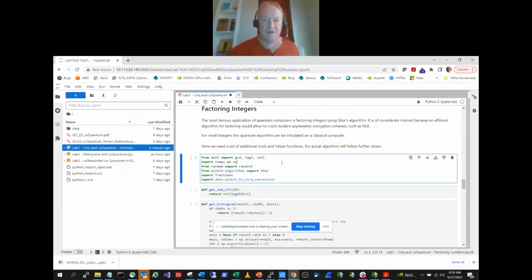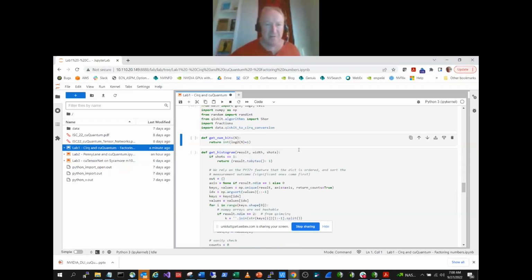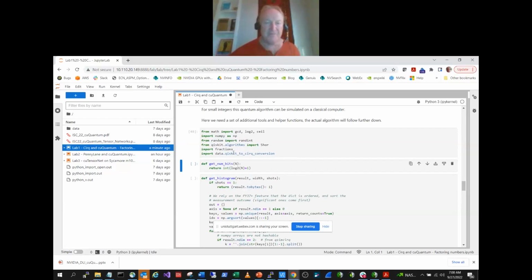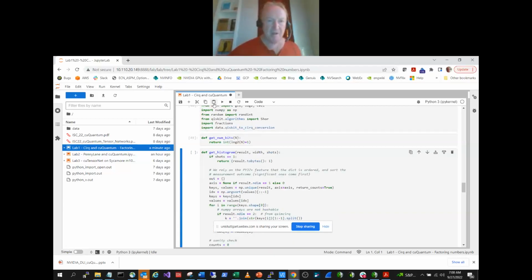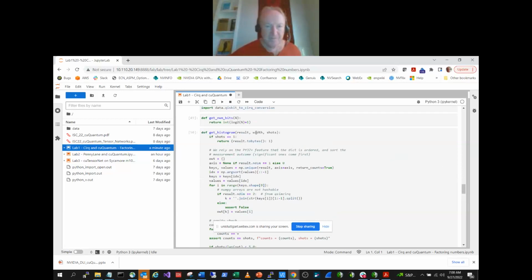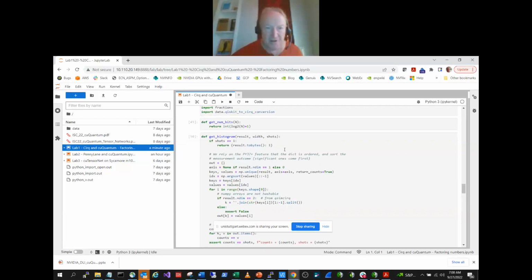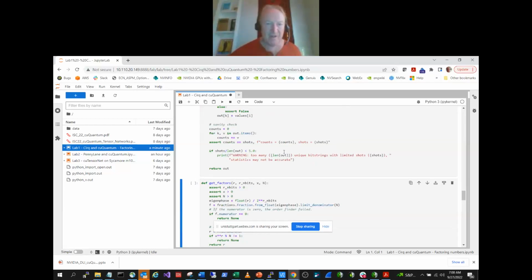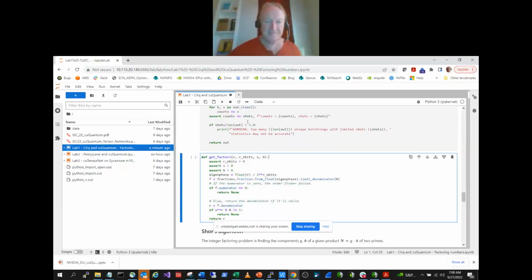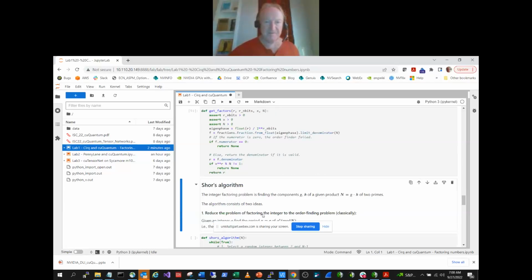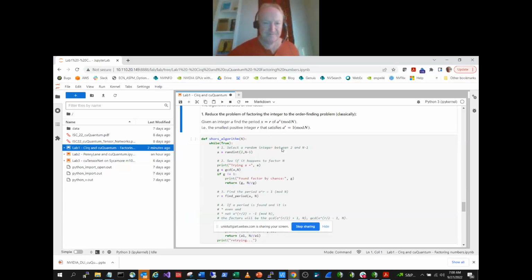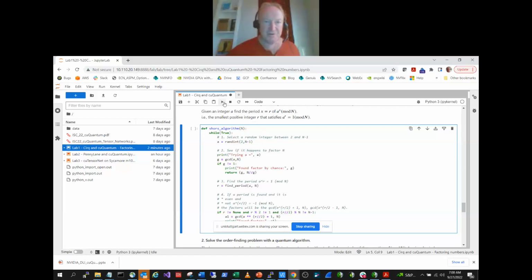So we're going to go on to another example, Shor's algorithm, for prime number factorization. So we'll bring that in. This is using Qiskit, IBM's quantum computing platform. Pretty nice meaty code here for examples of actually implementing this algorithm. Here's the actual Shor's algorithm itself.